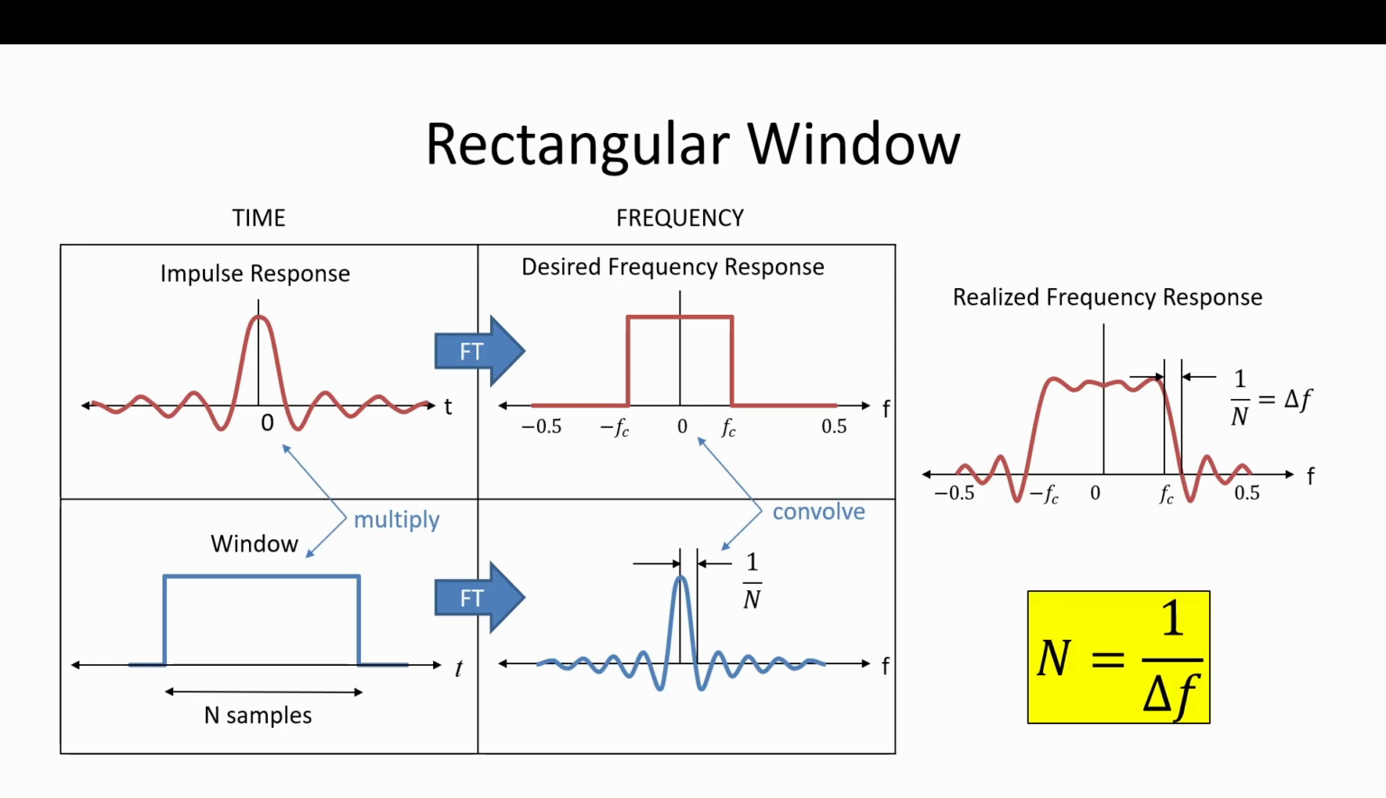But notice the 1 over n. The 1 over n is what ends up being our transition band. So that's the driver of the number of coefficients. If we had n samples, as you saw on the last slide, to give us a first null at 1 over n, then that is what this transition band is. So you solve that, n equals 1 over delta. So that's your driver to the number of coefficients that you need, that transition band. Make sense?